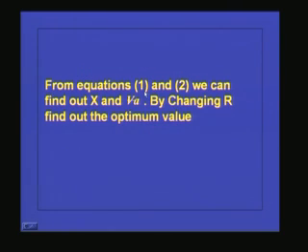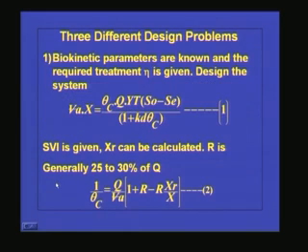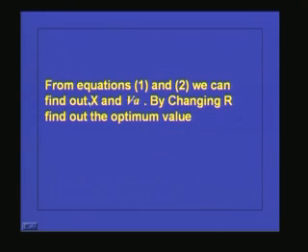So from equations 1 and 2, we can find out X and VA. Here we will know theta C, we know Q, we know YT, we know KD, we know S naught, we know SE. The only unknowns are VA and X. And here also we know Q, theta C, and R, which is between 0.25 and 0.3. And XR we can find out from the SVI, because SVI we will know. So only 2 unknowns, VA and X, and we have 2 equations. So we can find out the X and VA values.